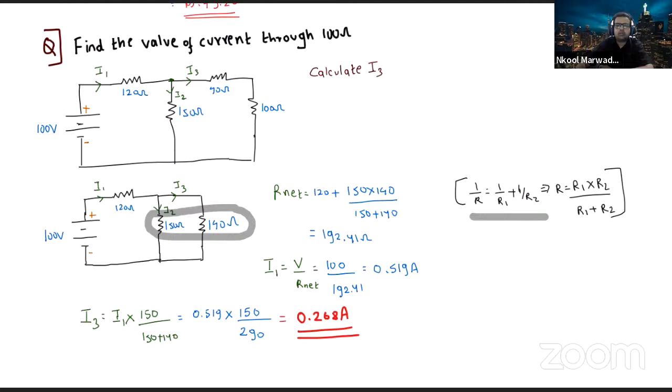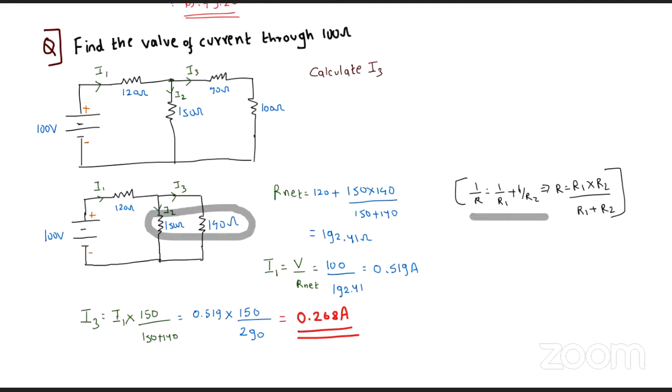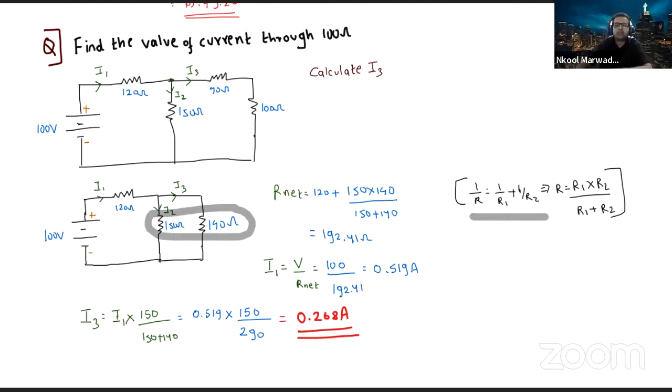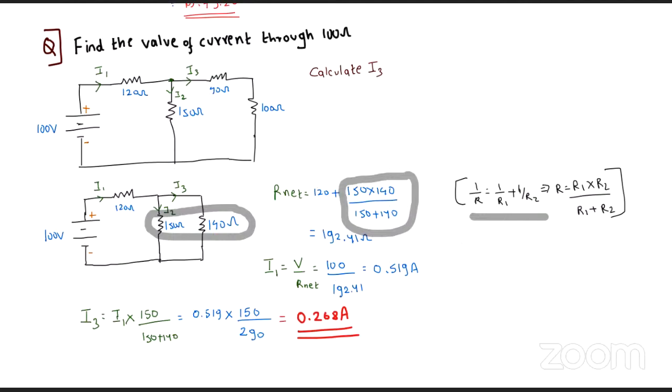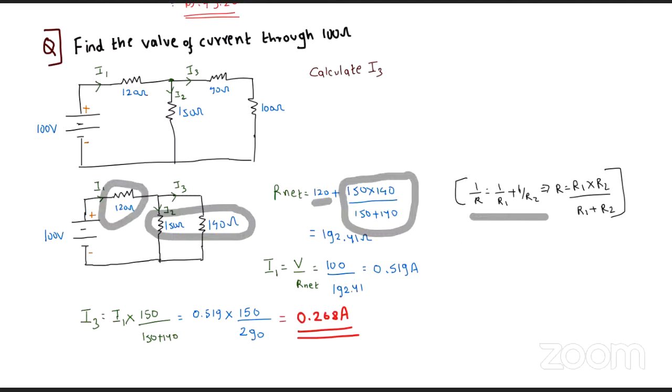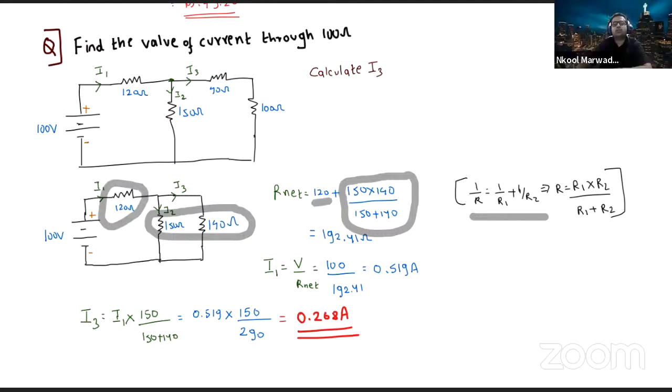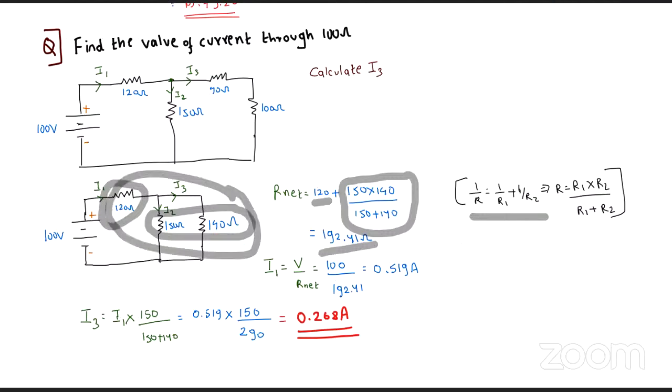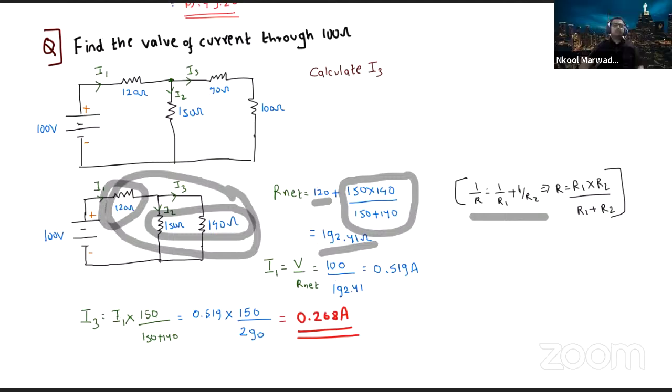So when we simplify it, it will become R1 into R2 upon R1 plus R2. A simple trick is that whenever two resistors are in parallel, just apply this formula to find the net resistance: multiply the two resistances, divided by their sum. So first we multiply, then divide by the sum. Now whatever net resistance we get, it is in series with 120, so we just add that. So all this we can convert into a single resistance. That is the net resistance. And we make use of that.